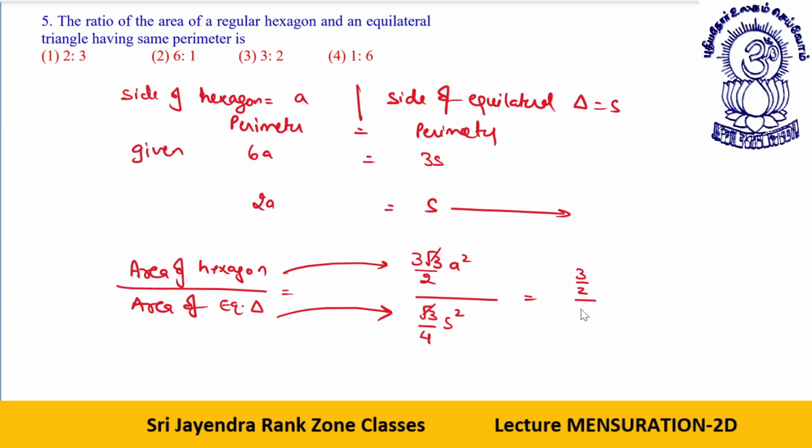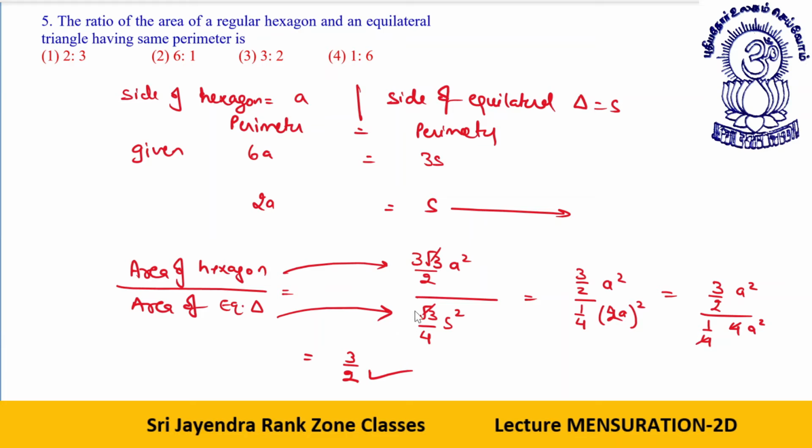Let me write 3 by 2, 1 by 4 a square, and s square is what? S square is 4a square, since S is 2a. So this gives me 3 by 2a square upon 1 by 4 into 4a square. 4 and 4 cancel, a square and a square cancel. So this gives you 3 by 2. This is your answer. Okay, dear students.